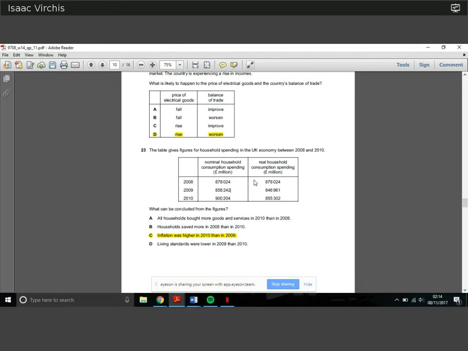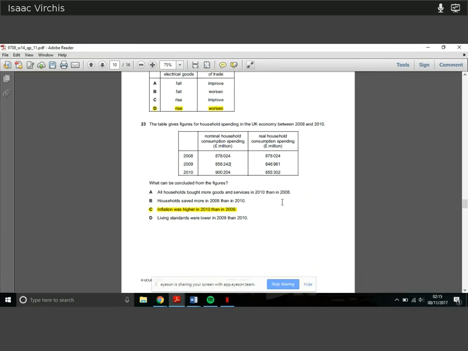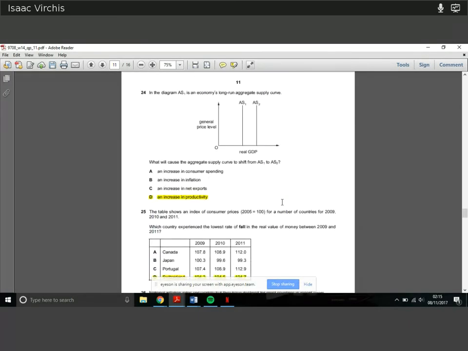The only answer it can be, and it's the right answer, because 846,000 to 855,000 is not the same as 858,000 to 900,000. We know there has to be some increase in inflation between 2009 and 2010. Inflation has to be higher.